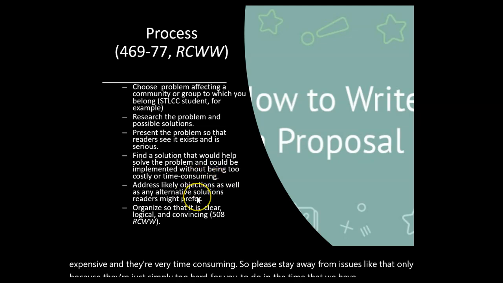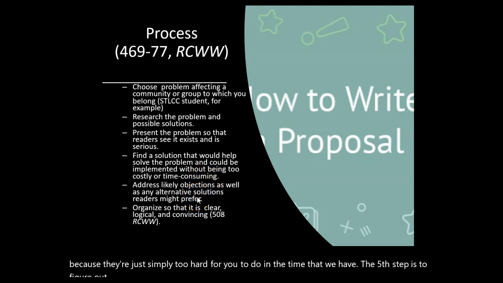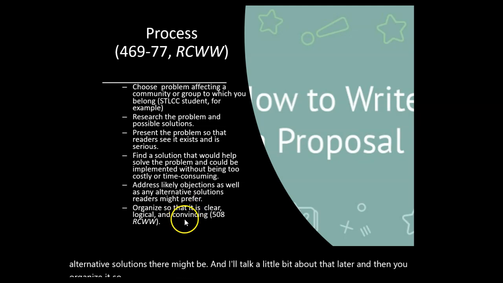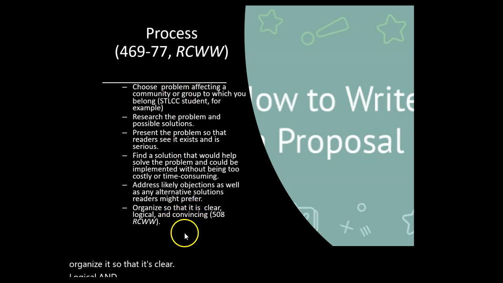The fifth step is to figure out what objections people might have, and then also to figure out what kind of alternative solutions there might be. And I'll talk a little bit about that later. And then you organize it so that it's clear, logical, and convincing. And this is all language that comes from page 508 in our textbook.